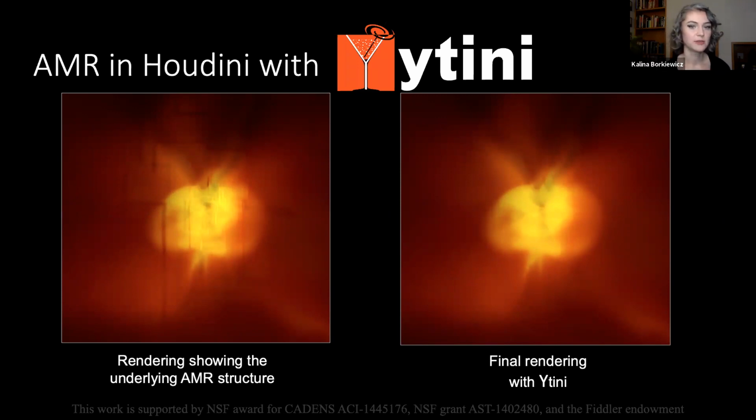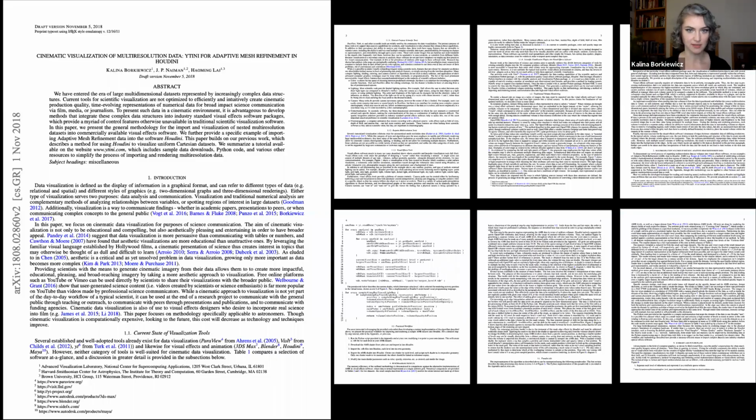So on the left is an early attempt, which I like to show because it has these visible lines that show the different AMR grid levels. And on the right is the final seamless rendering with YT. So YT reads the AMR data, exports it in an OpenVDB data format, which is a sparse volumetric format, and then loads that into Houdini. That is a vast oversimplification of how it works. If you are curious about the details, I encourage you to read our 18-page paper in the Astronomical Journal.